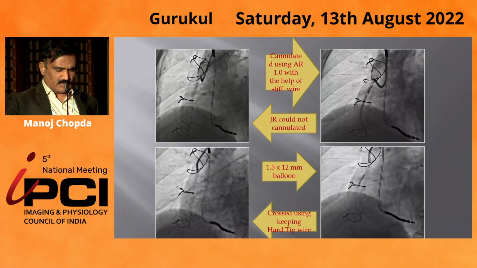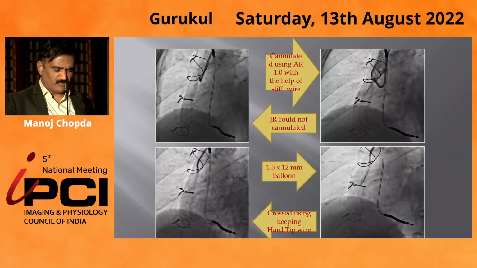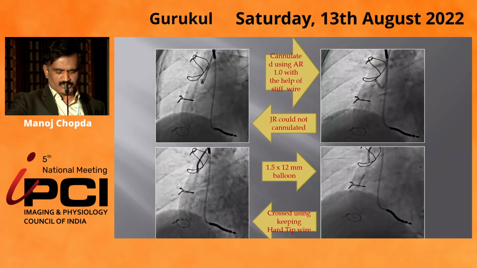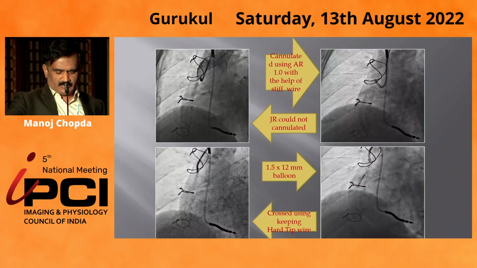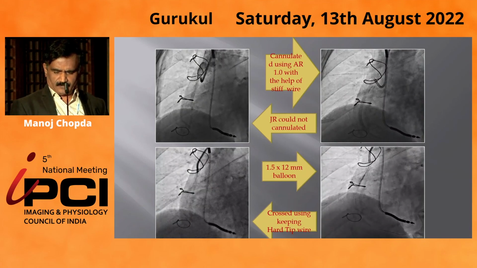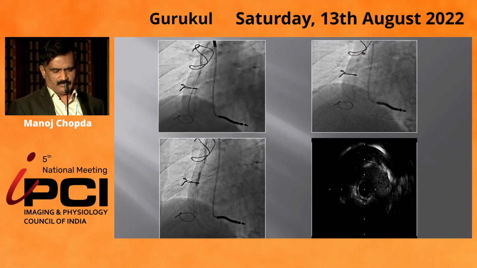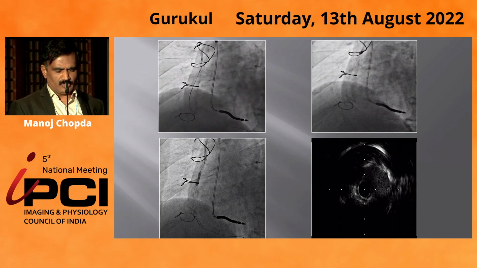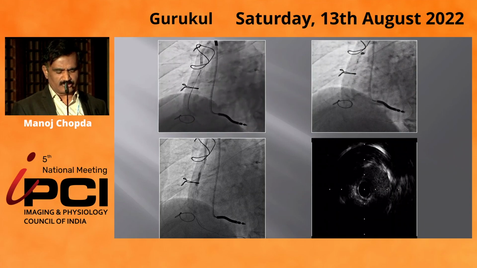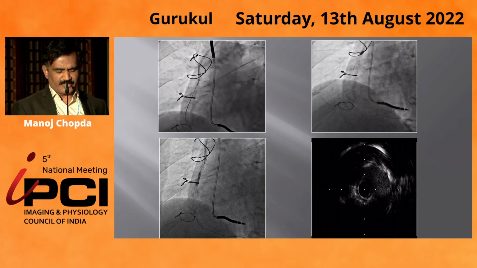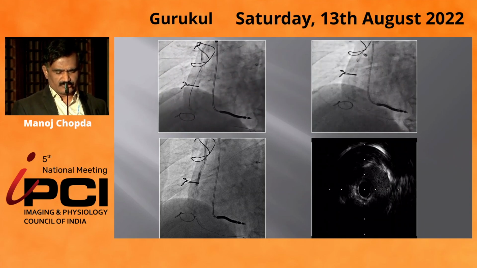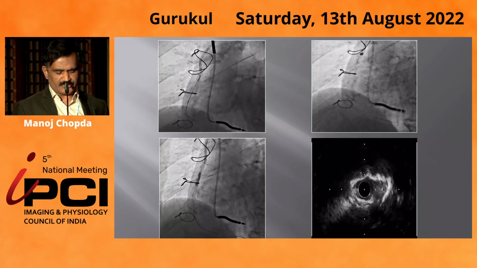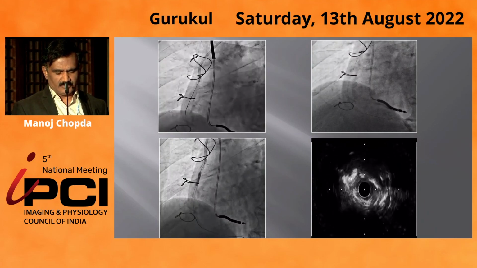We took a BMW wire and tried a 1.5 x 12 balloon, which could cross the lesion. We tried to dilate that. We tried to go with a bigger balloon, a 3 x 12, but it didn't give way. You could see there was a waist at the lesion site. The lesion didn't open up very well.